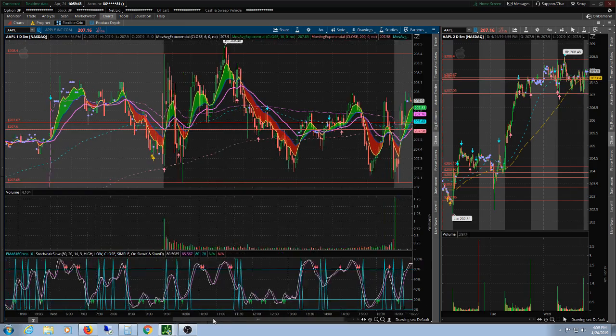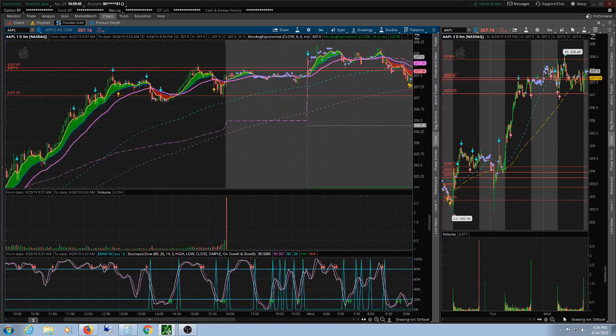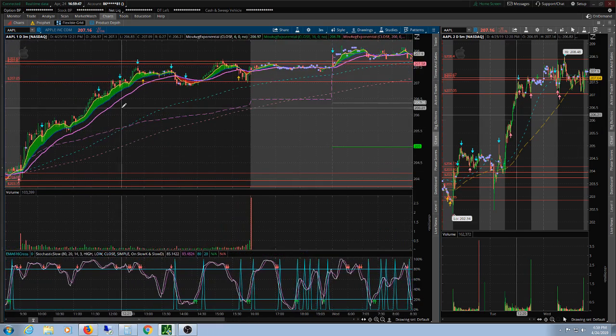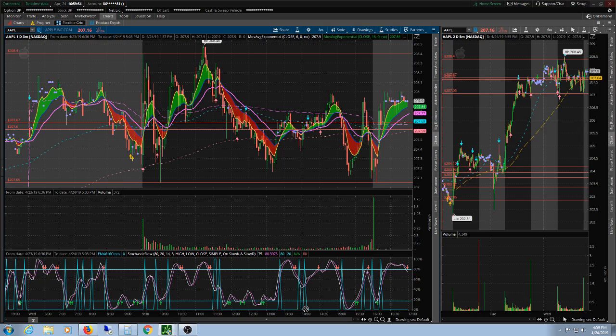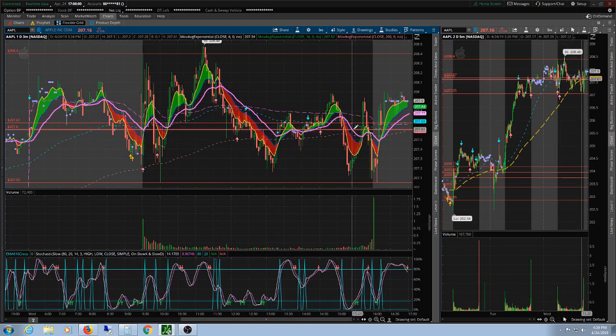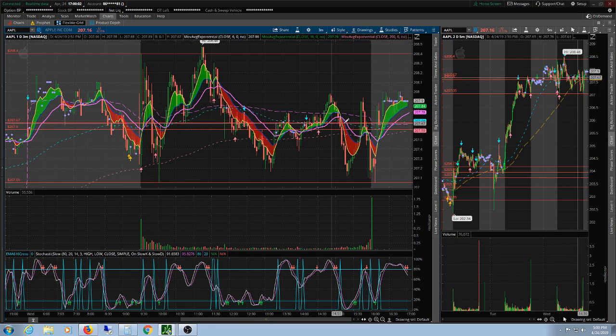Had a couple here. I'm not going to go back and reverse engineer these and figure out why I put them there, but you see we kind of bounced around. A lot of traffic in that area today. We crossed over them several times, kind of respected it here, respected it all through here.